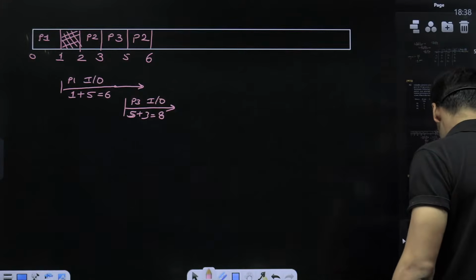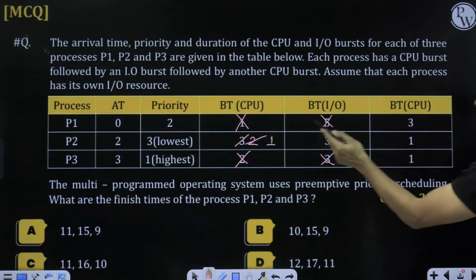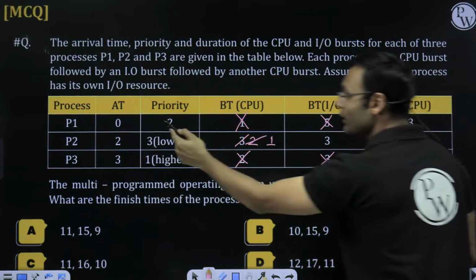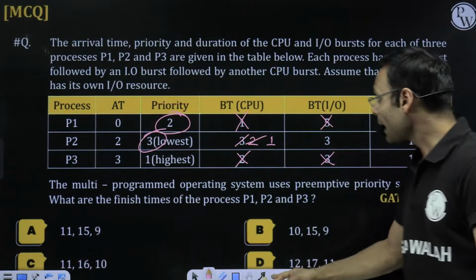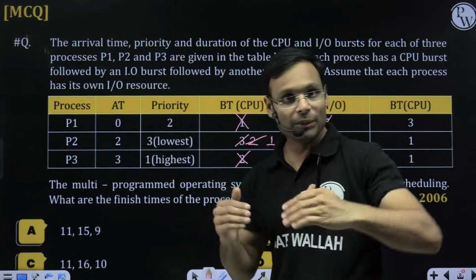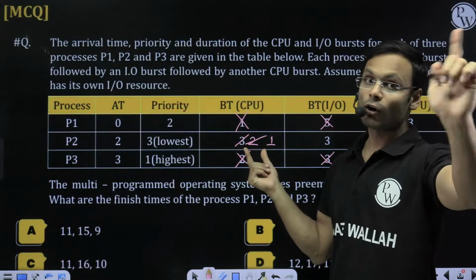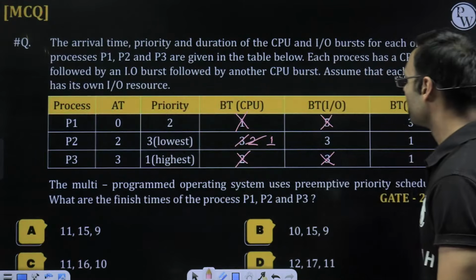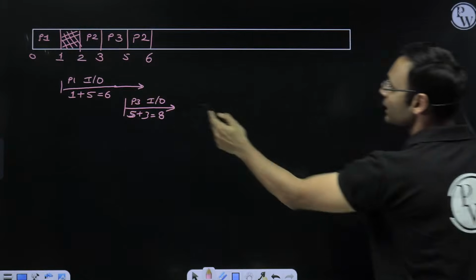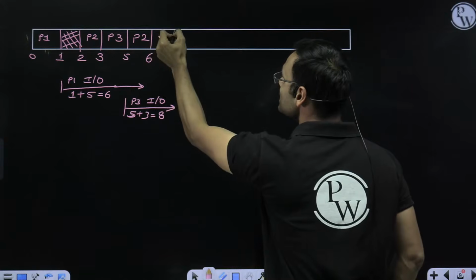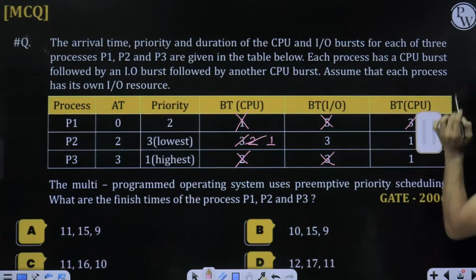When P1 is coming, after completion of its IO, what happens? Look at this. P1's priority is more than P2's priority. P2 is the lowest priority process. So what happens in that case? P2 will be preempted. Still, one burst of CPU is remaining for P1, so it cannot go for IO. P2 preempted and P1 again comes and executes. So P1 will execute for how much duration? Till 8, when P1 completes, remaining time is 1.